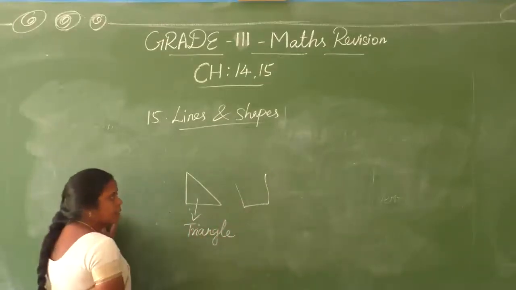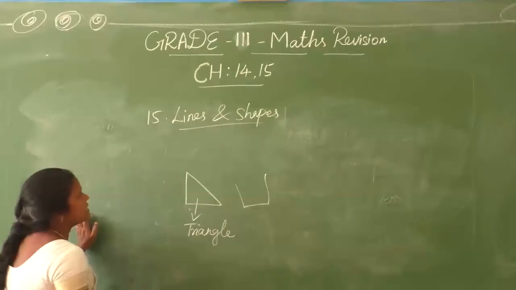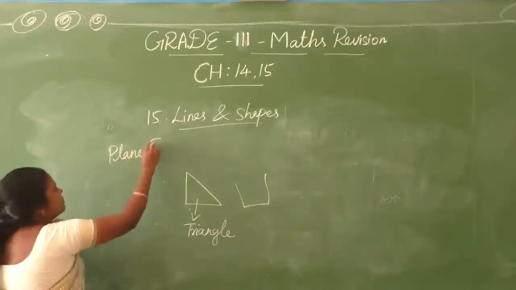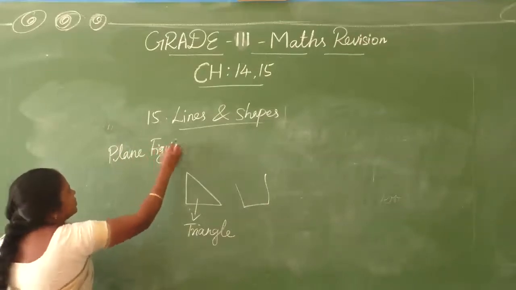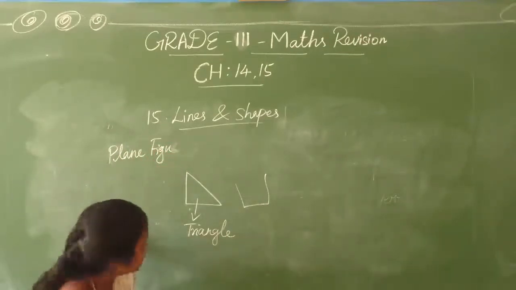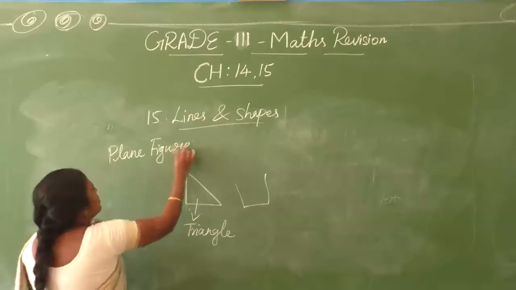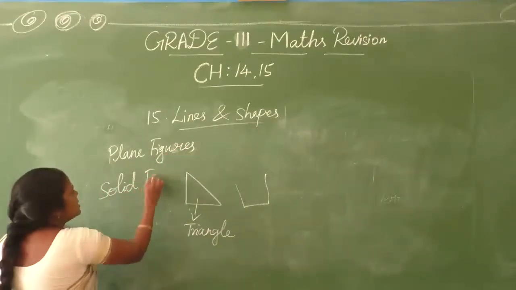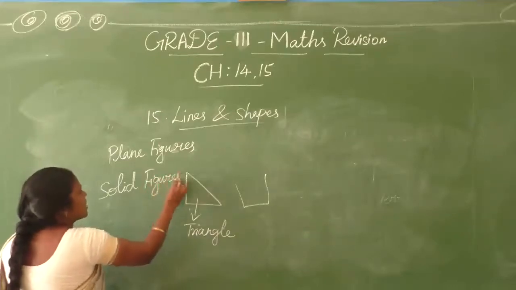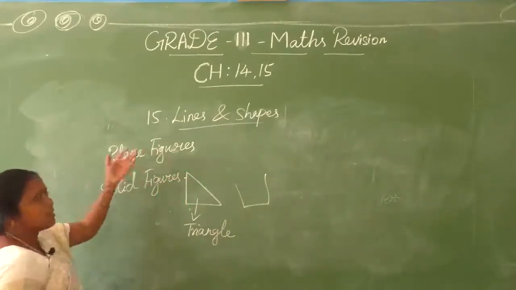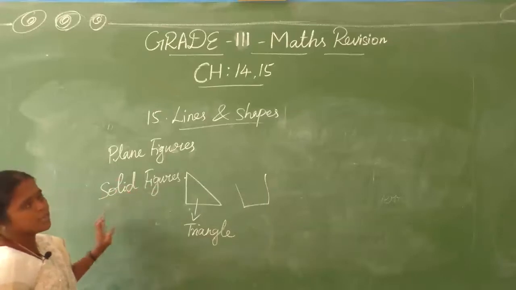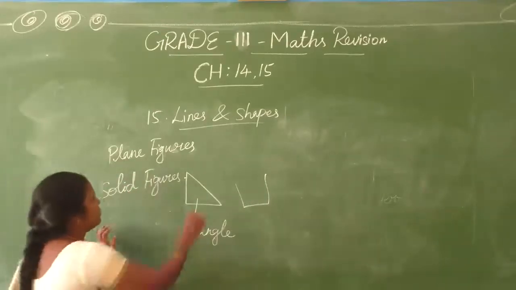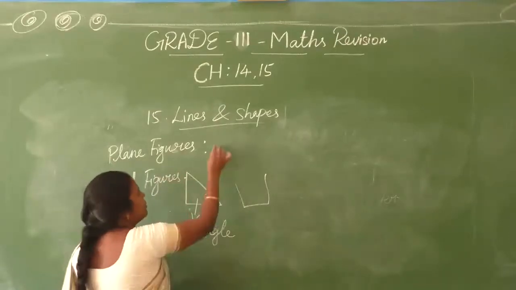Triangle. So based on figures, we have two categories. One is plane figures, the other is solid figures. Plane figures or plane shapes, solid figures or solid shapes. We have some classification.